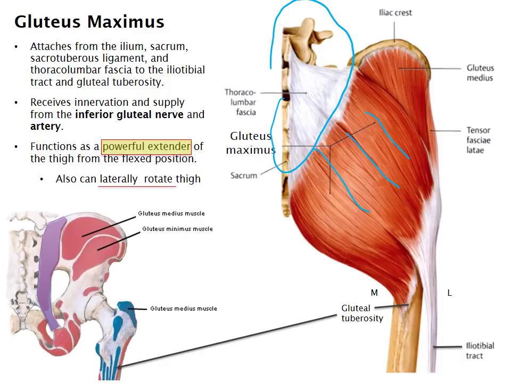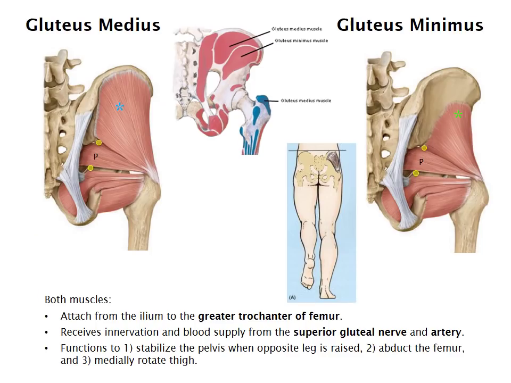Its oblique alignment also allows it to contribute to lateral rotation of the thigh and a little bit to abduction of the thigh. The inferior gluteal nerve and artery supply this muscle. We will see an image of this nerve on a later slide.